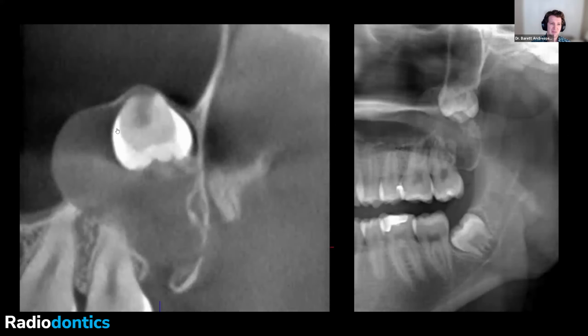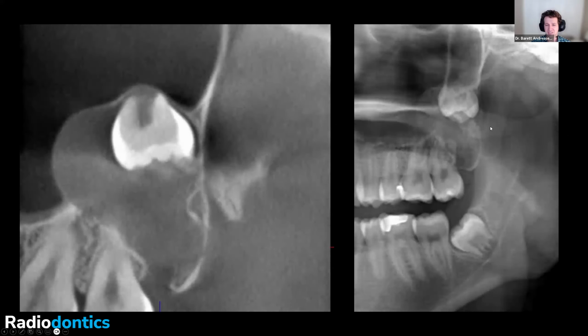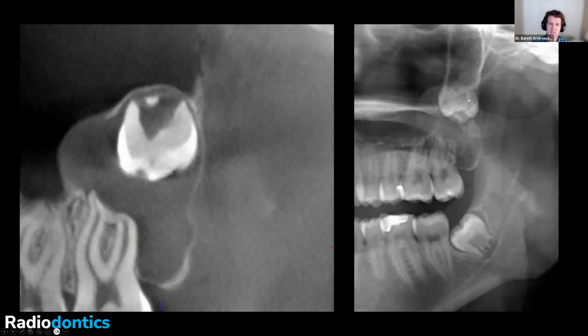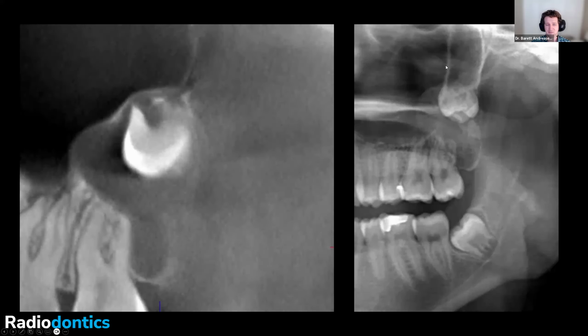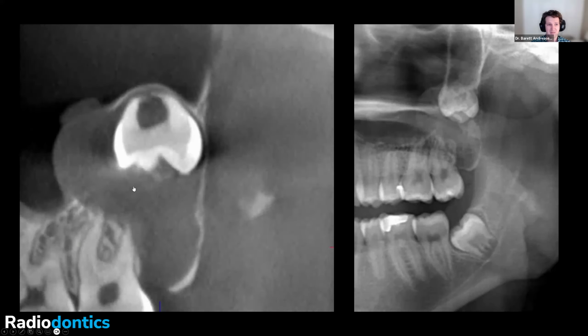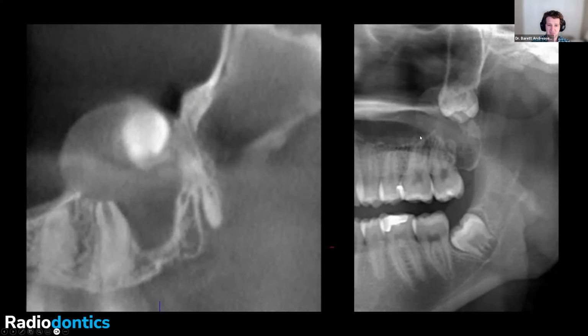A lot of times in the maxilla, you'll see these teeth superiorly displaced into the sinus. So if you see a tooth, especially on your 2D imaging, that's being displaced superiorly, it looks like it's just kind of floating in the sinus. Make sure you get more information, right? Make sure you get some kind of 3D image to make sure that you're not dealing with some kind of dentigerous cyst.